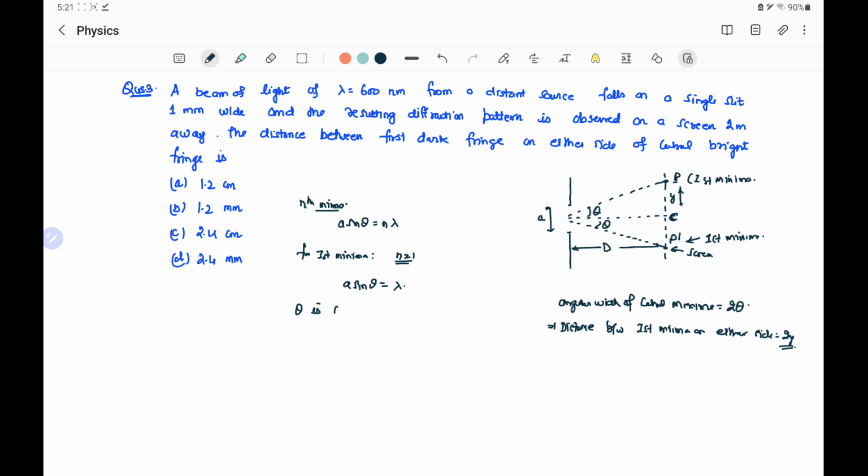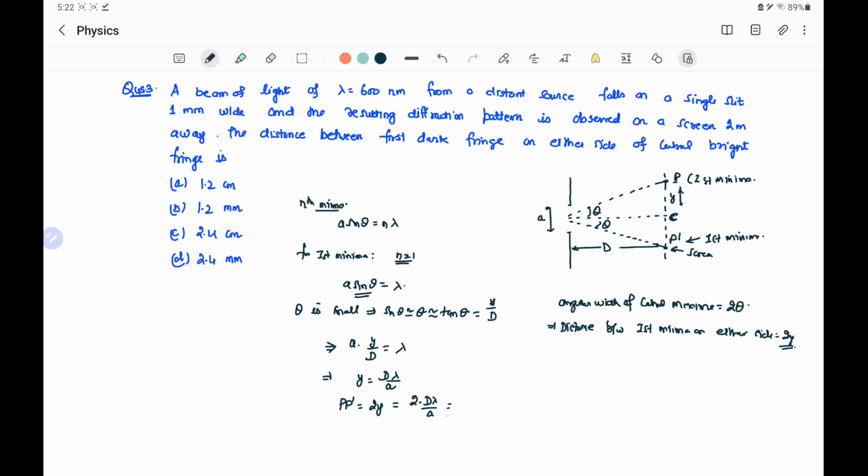Theta is very small, so we can write that sine theta is approximately equal to theta, and further we can also write it as tan theta. Tan theta is equal to perpendicular by base, where perpendicular is y and base is the capital D. Substituting in the above equation, a sine theta is y by D, equal to lambda. So y equals D lambda by a. Therefore, the distance PP dash, which we have to find, is equal to 2y, that is 2 into D lambda by a.